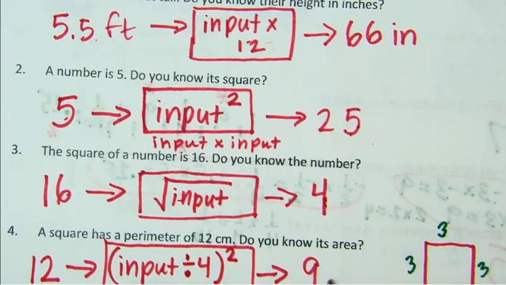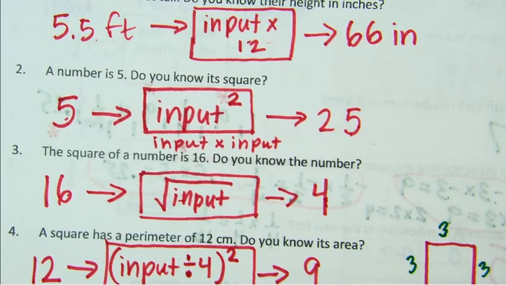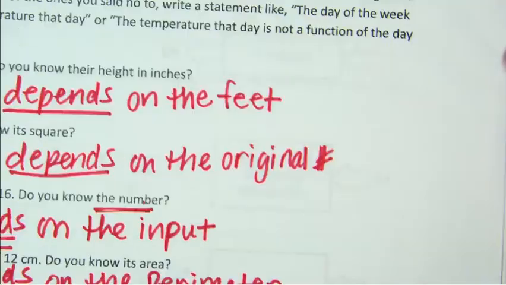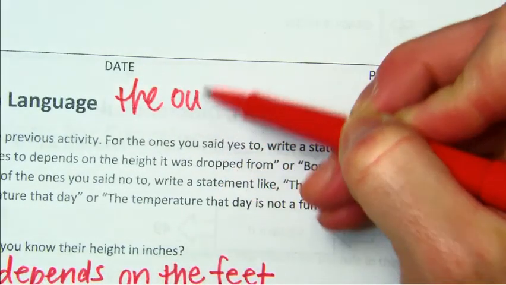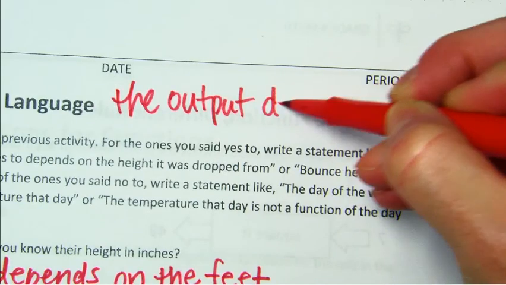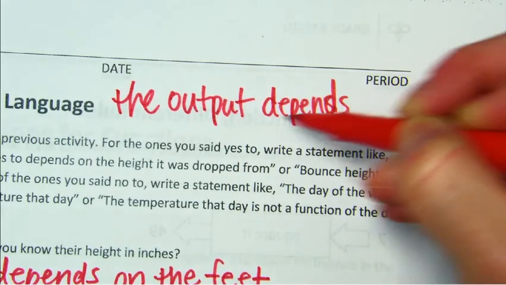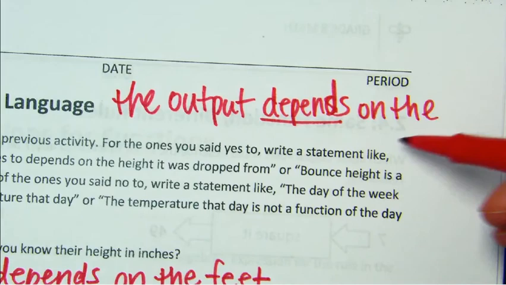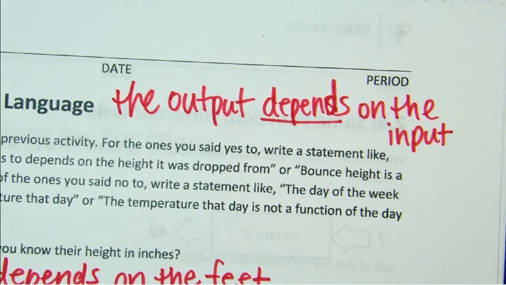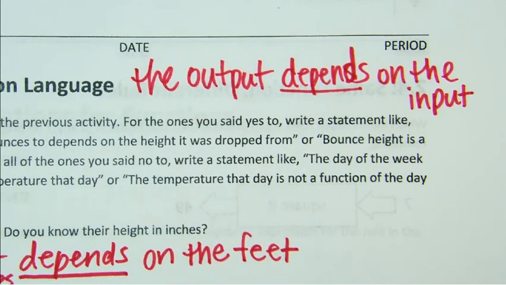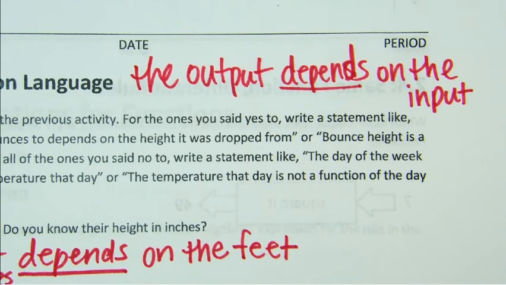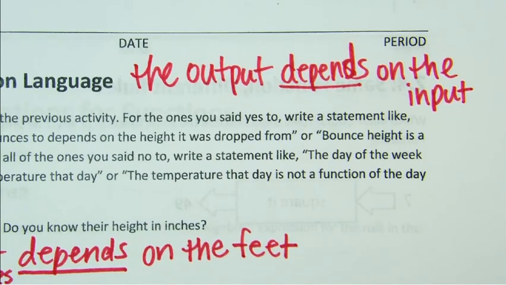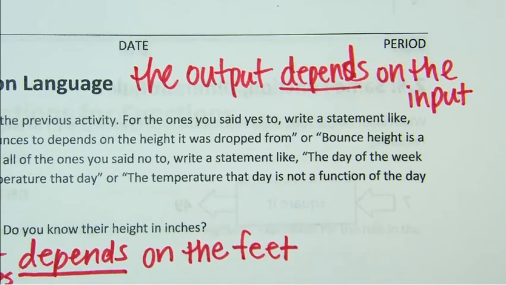So every time, didn't our output depend on what the input was? So we're going to make a little note over here that says, the output depends on the input. Make a little note that says the output depends on the input. Which makes sense, right? If you want to know what the answer is, well, that depends on what the question was, right?